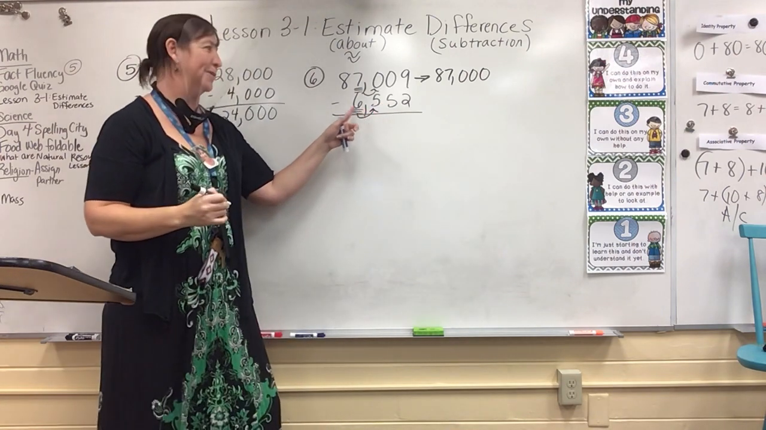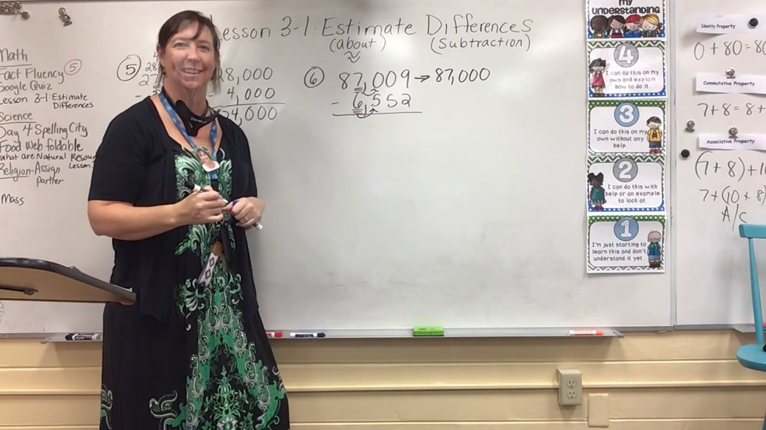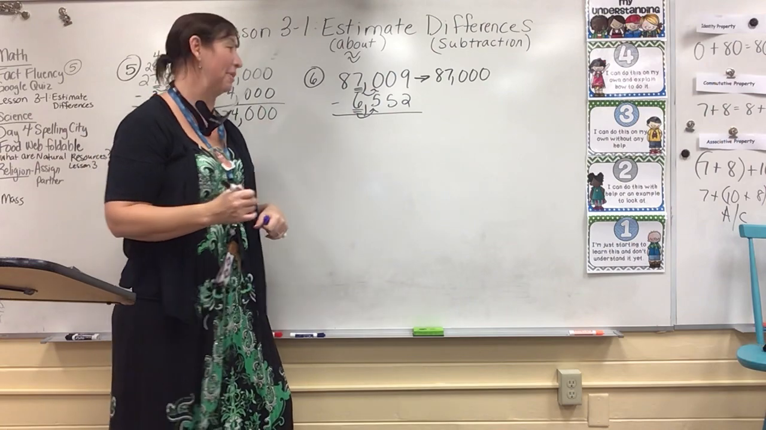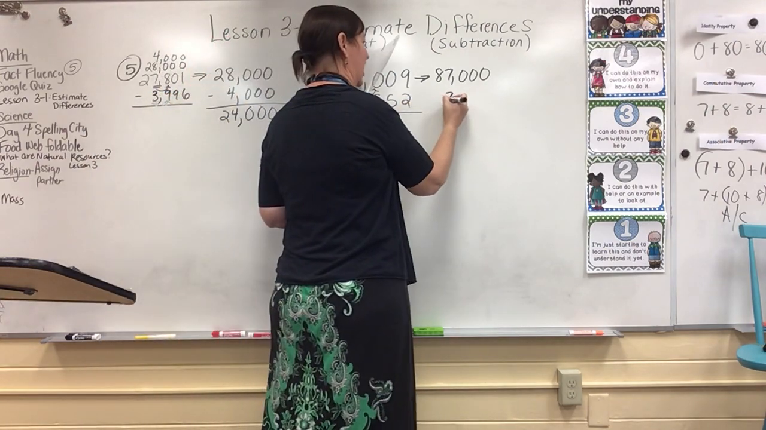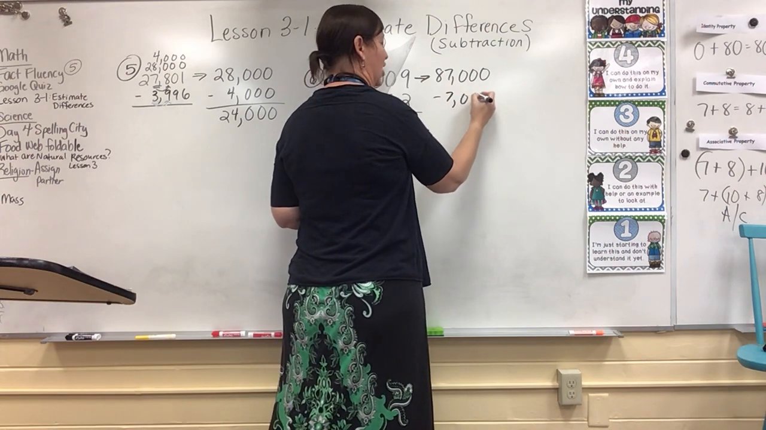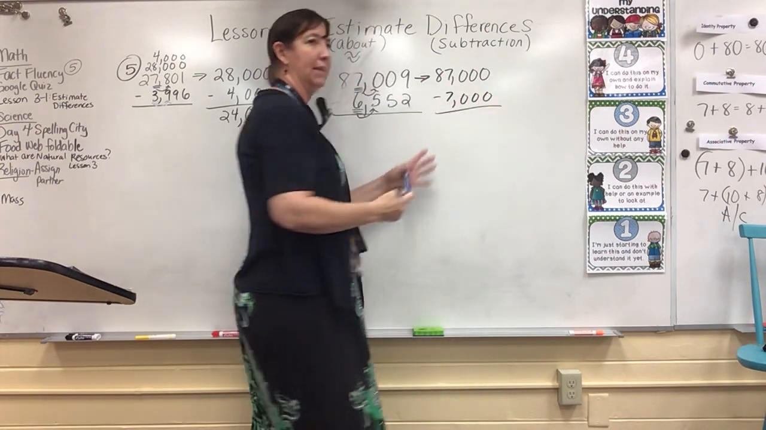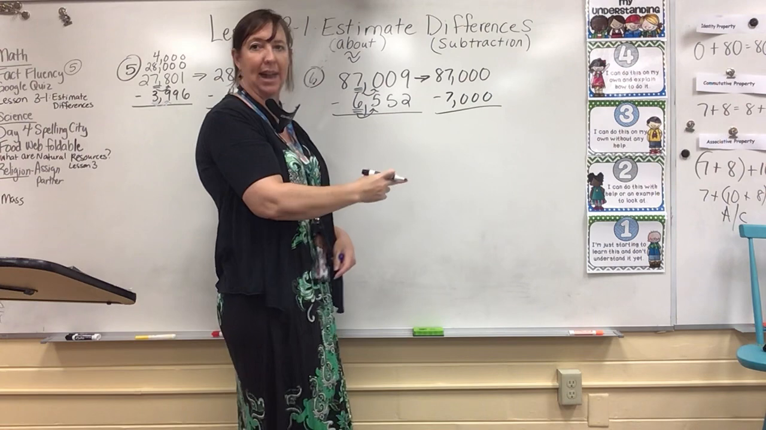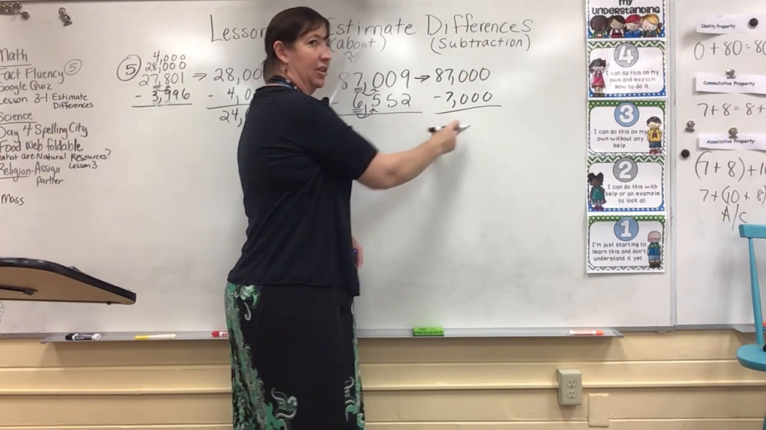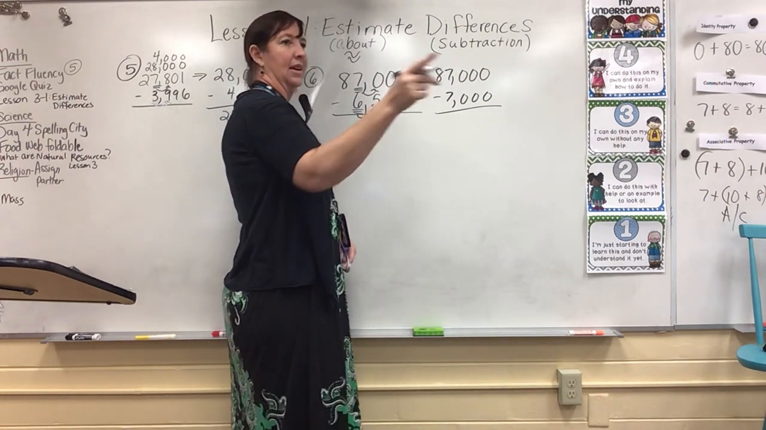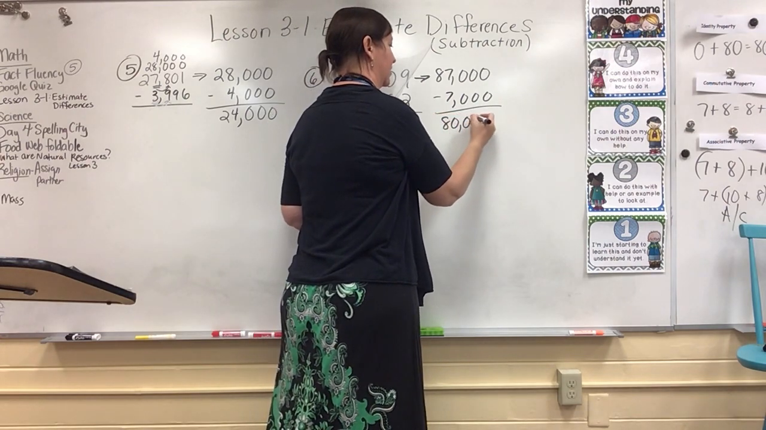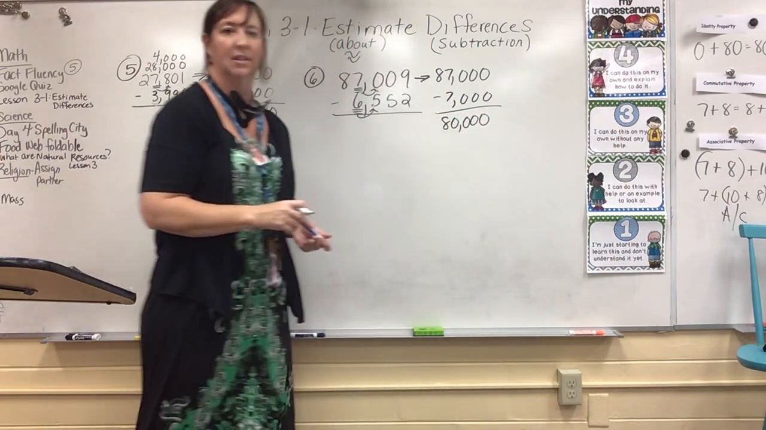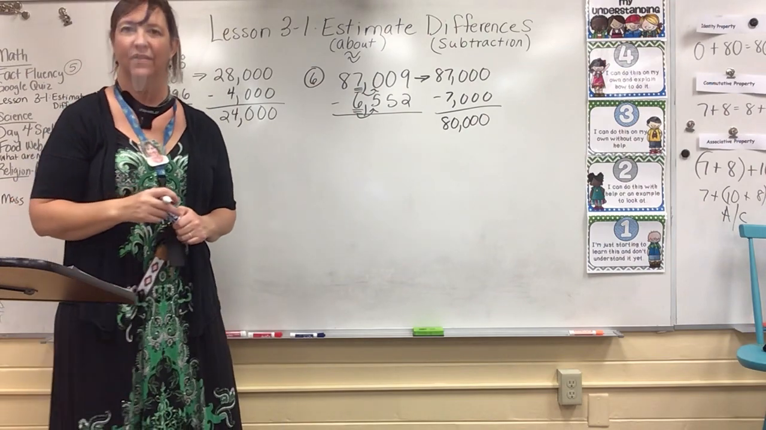Emily, how about the next problem? The 5 is going to tell the 6 to do what? Go up a number. It's going to be 7,000. 7,000, very good. And look how easy the subtraction is on that problem, because I'm taking the 7,000 out. What is my answer? 80,000, very good. 80,000 is correct. Did everybody get a chance to write that down?